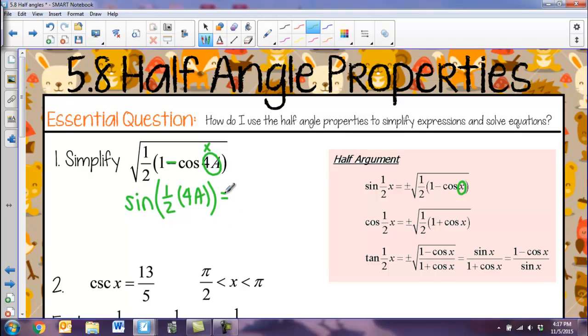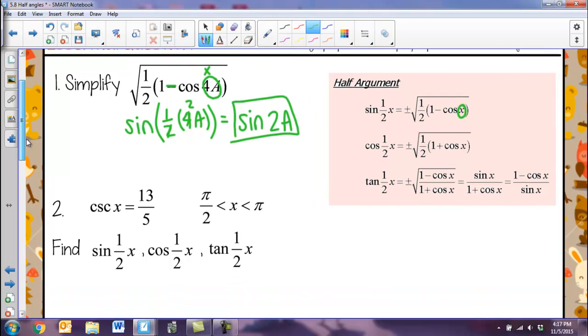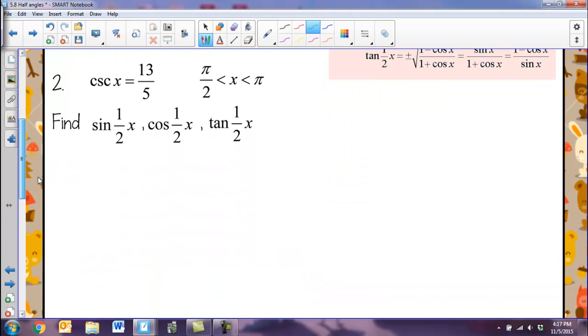This guy right here, we could go ahead and simplify down. So that's sine 1/2 of 4 is going to get me 2. So this would just be the sine of 2a, which we do have a formula for as well, but that is pretty simplified to me. Okay, so again, if you're given a square root, you're probably looking at a half angle. So let's look at how would I solve equations or find sine of 1/2 x, etc.